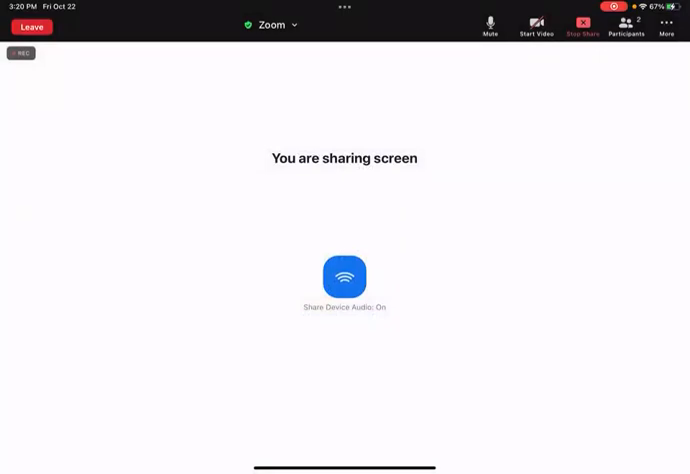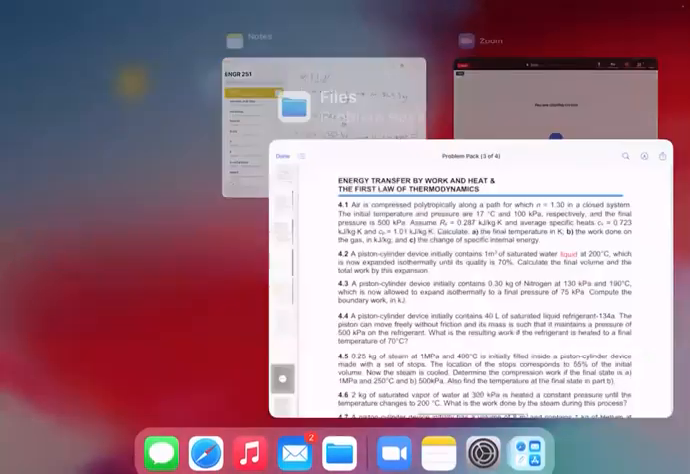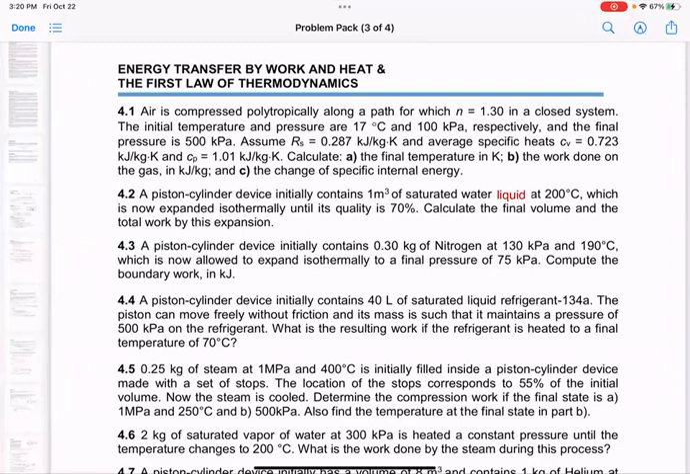Okay, so we're going to continue now with question 4.3, which is another isothermal process, but unlike question 4.2, we are going to use the ideal gas law, the ideal gas equation of state, to solve the work integral. A piston cylinder device initially contains 0.3 kilograms of nitrogen at 130 kilopascals and 190 Celsius. So we have to convert that to Kelvin at some point. It is now allowed to expand isothermally to a final pressure of 75. Compute the boundary work in kilojoules.